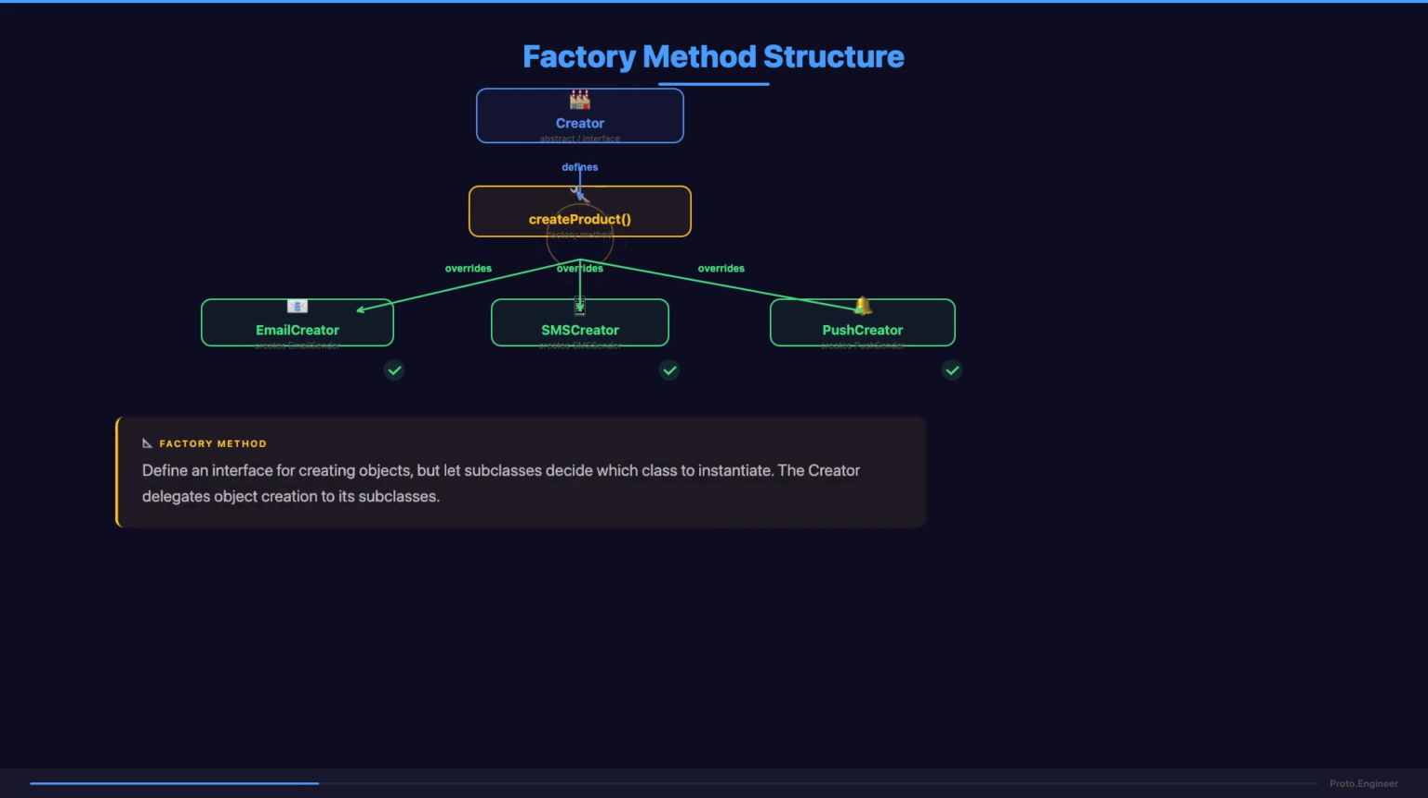The key insight is that the client code works with the creator and product interfaces. It never knows which concrete class it is using. The factory method is the single point where object creation happens, and subclasses control what gets created.